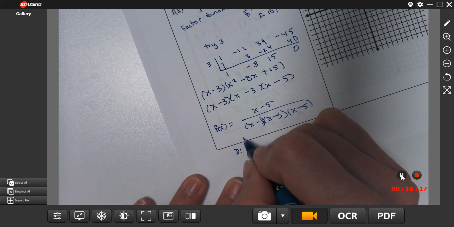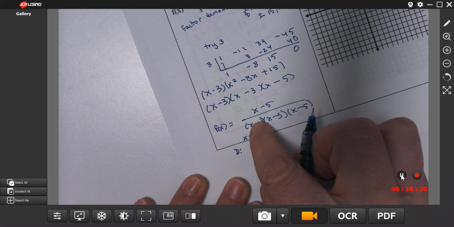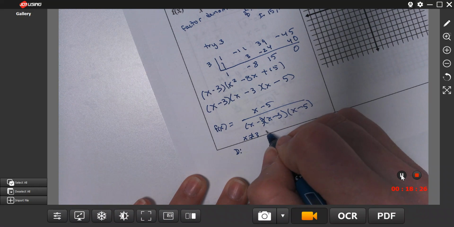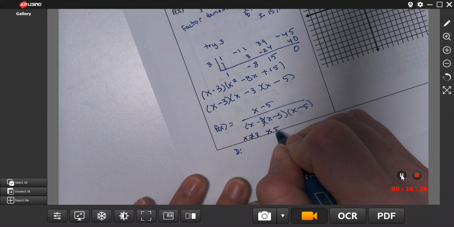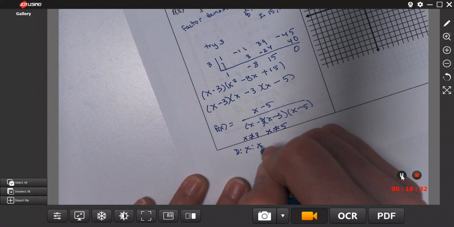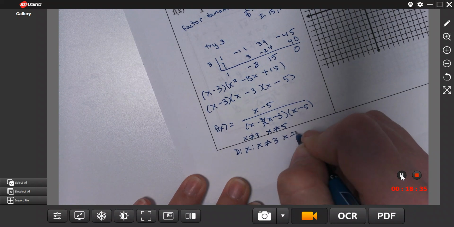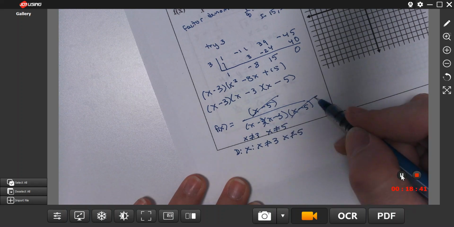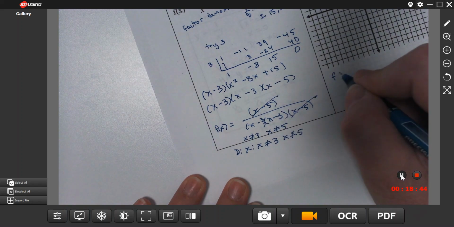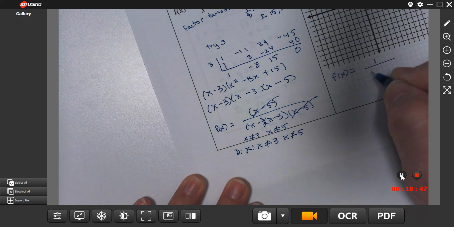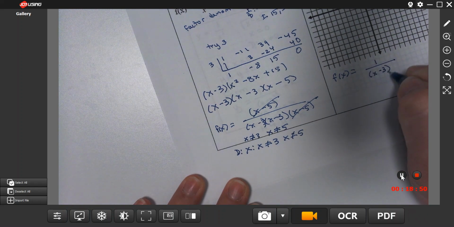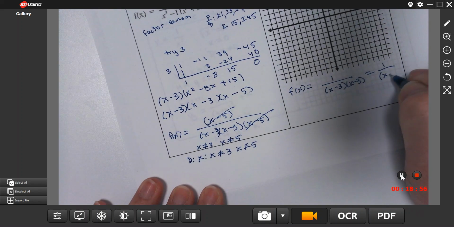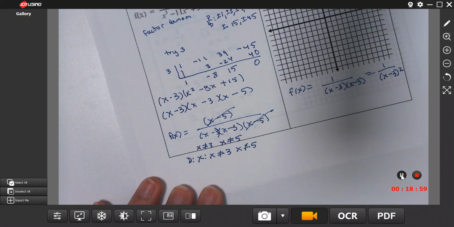Let's do the domain first. So the domain restrictions are x cannot equal 3, set that factor equal to 0, likewise for that, and x cannot equal 5 when I set that factor equal to 0, so x such that x is not 3 and x is not 5. So now let's see if anything cancels. X minus 5 and x minus 5 simplify, so I'm left with f of x is equal to 1 as a placeholder over x minus 3 times x minus 3. So I can write that as 1 over x minus 3 squared.